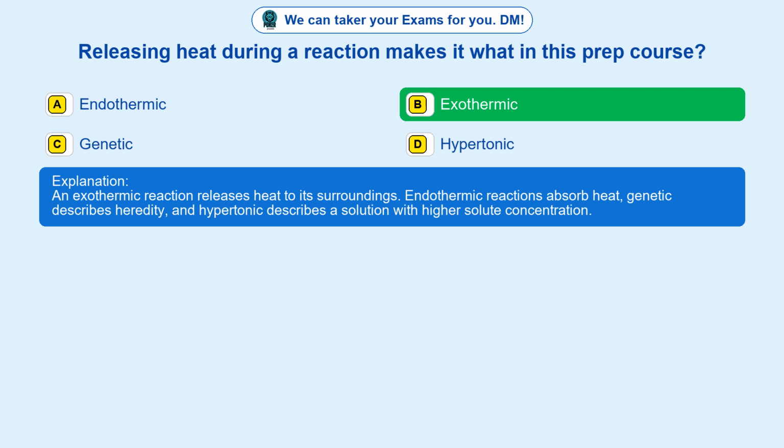Endothermic reactions absorb heat, genetic describes heredity, and hypertonic describes a solution with higher solute concentration.